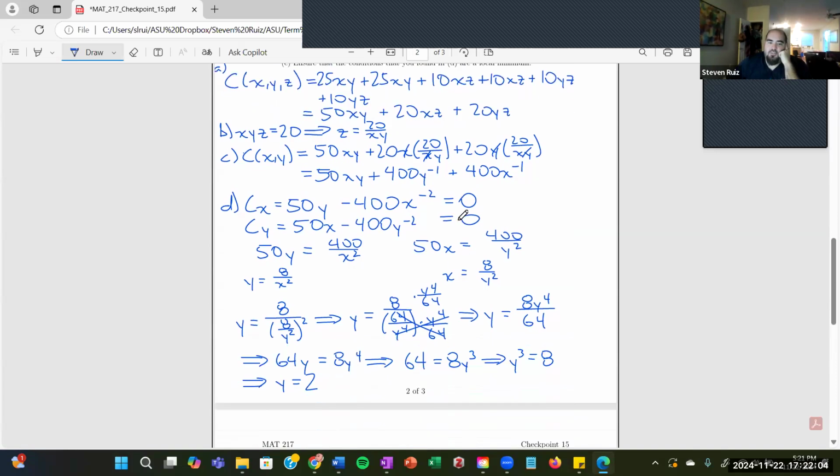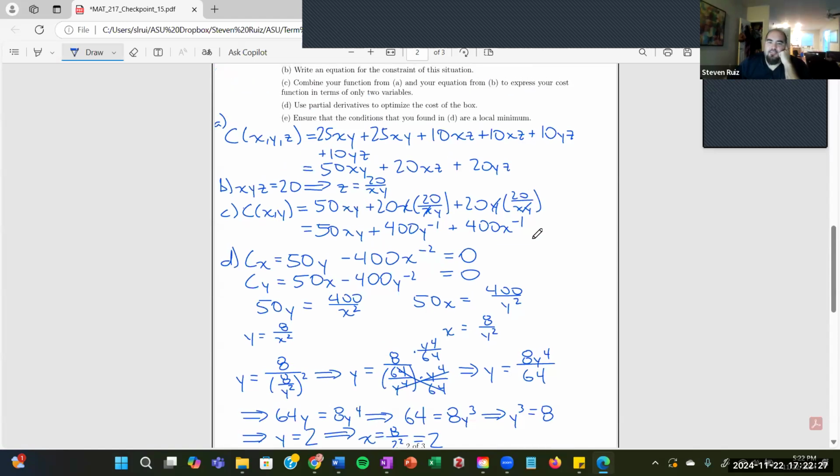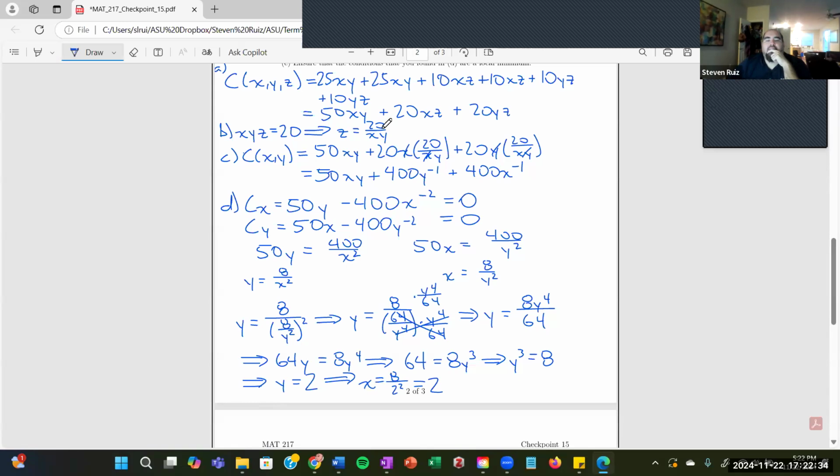So if y equals 2, then what does that mean about x? If y equals 2, that means x equals 8 over 2 squared, which is 2. So y equals 2, x equals 2. And what does that mean about z? z equals 20 over xy, so z equals 20 over 2 times 2. So z equals 5. Final answer: x, y, z equals 2, 2, 5. This is the cheapest thing I can make.